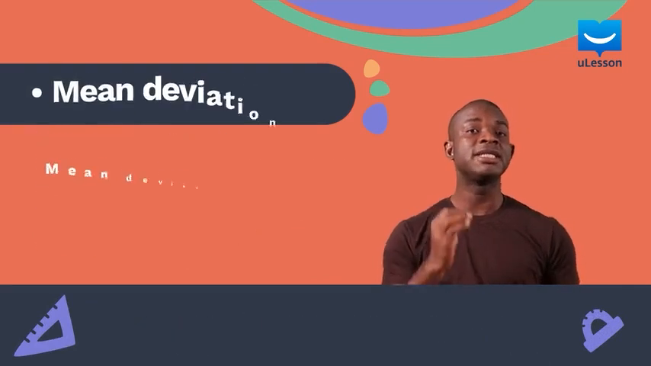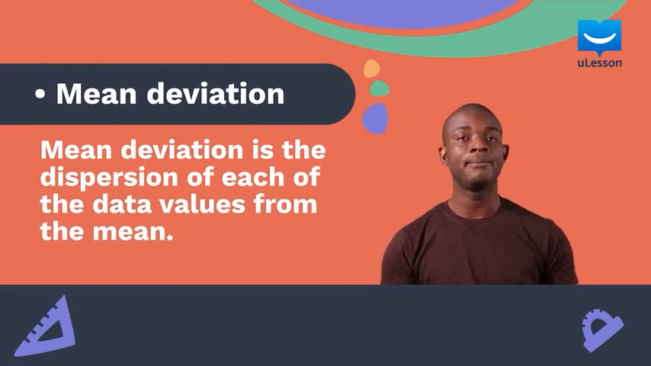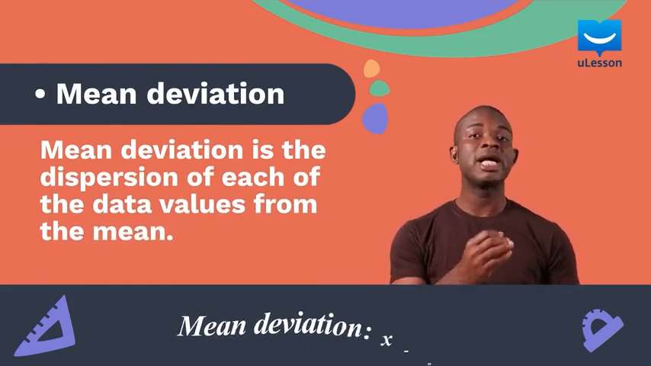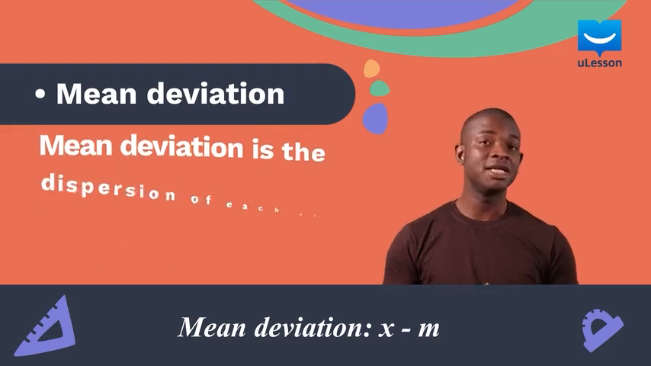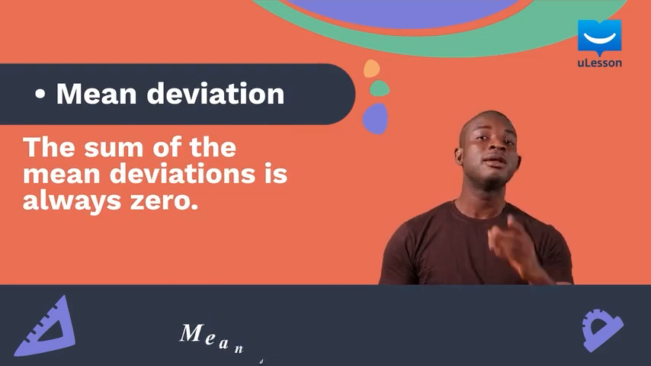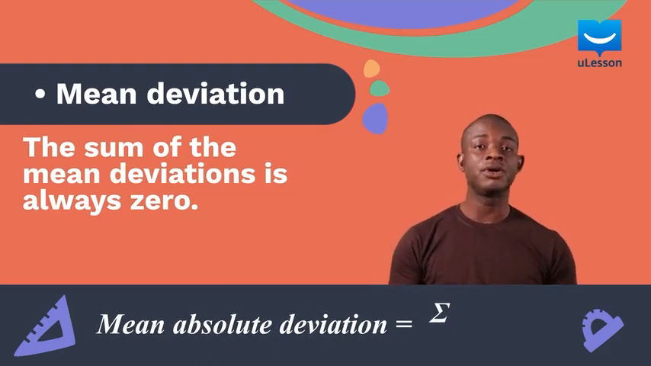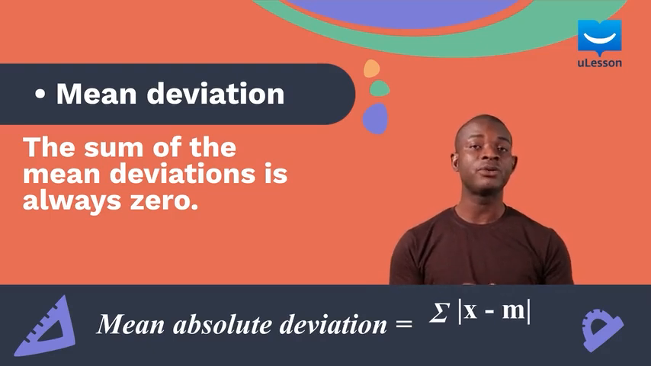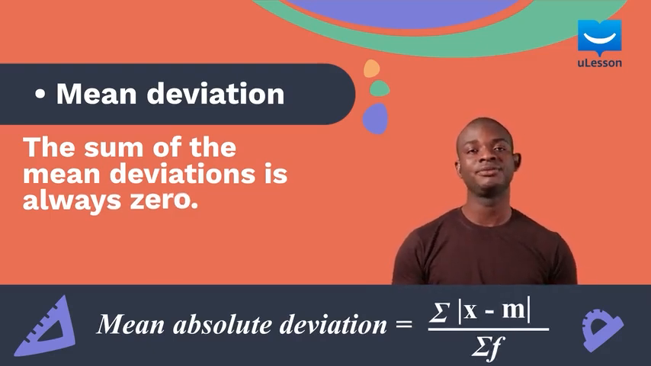The mean deviation is the dispersion of each of the data values x from the mean m. It is computed by subtracting the mean from each data value. Interestingly, the sum of the mean deviations is always 0. This is why we use the summation of the absolute values of each deviation divided by the total frequency to compute the mean absolute deviation.